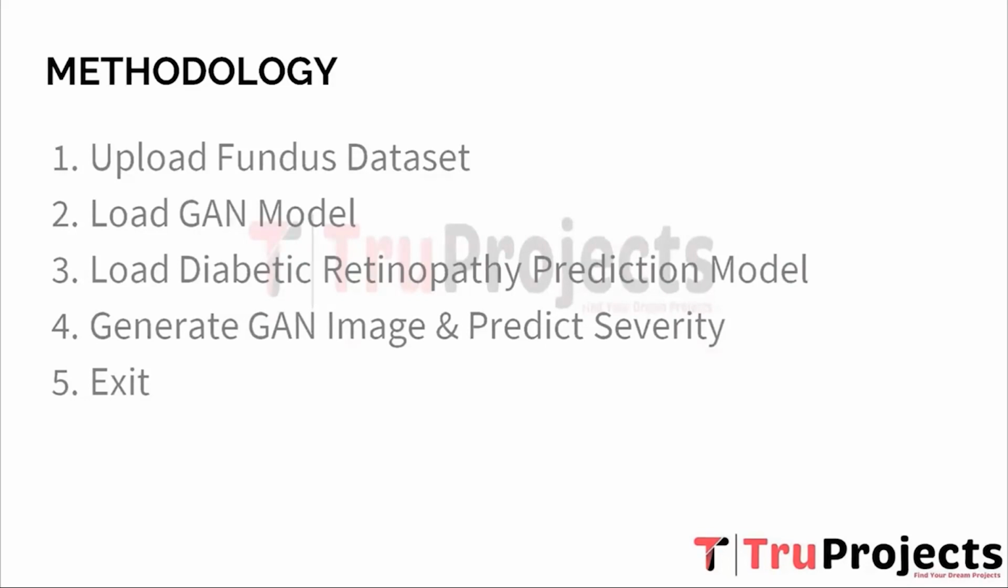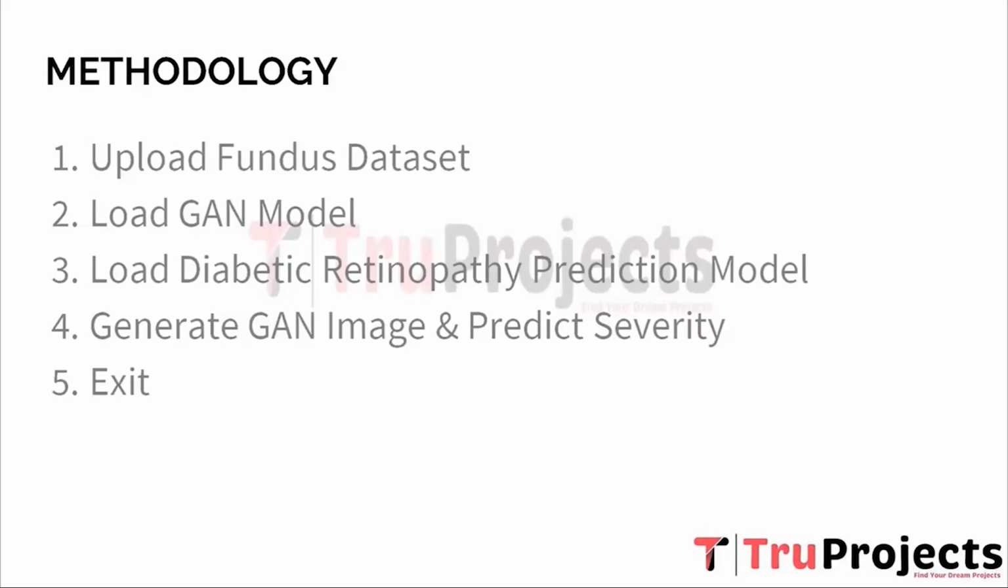The generator generates synthetic retinal images, while the discriminator attempts to differentiate between these synthesized images and real images from the fundus dataset. Third, load diabetic retinopathy prediction model. In parallel to the GAN, the diabetic retinopathy prediction model is loaded. This model is a deep learning classifier trained to predict the severity of diabetic retinopathy in retinal images. The prediction model should be pre-trained on the fundus dataset, enabling it to accurately classify retinal images into different severity levels of diabetic retinopathy, ranging from normal to advanced stages of the disease.